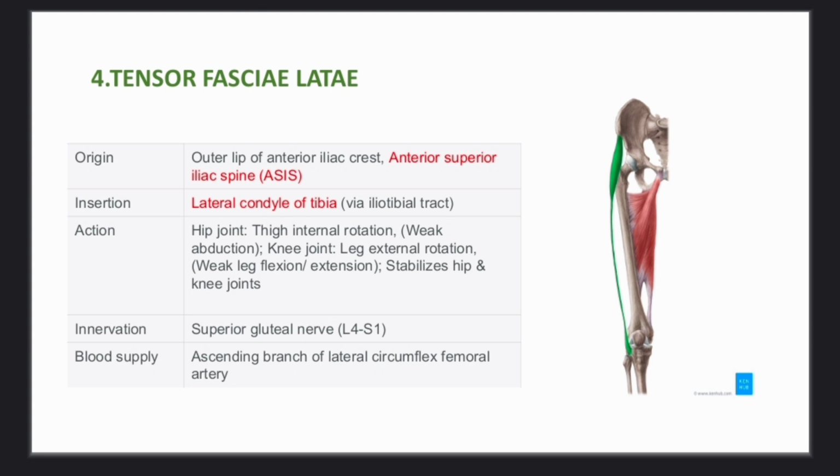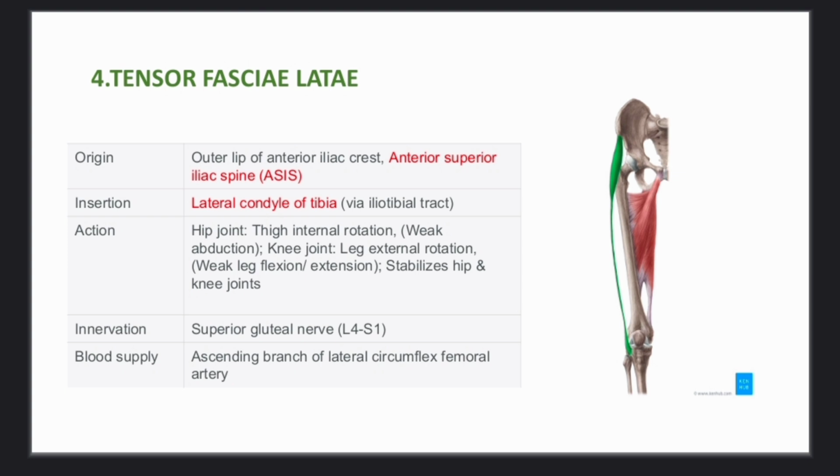The tensor fasciae latae originates from the anterior superior iliac spine, that is ASIS, and inserts into the iliotibial tract, which continues down to attach to the lateral condyle of the tibia. Then nerve supply, the tensor fasciae latae is supplied by the superior gluteal nerve. Blood supply is provided by the ascending branch of the lateral circumflex femoral artery. Functions, it flexes the thigh, abducts the thigh, and medially rotates the thigh.